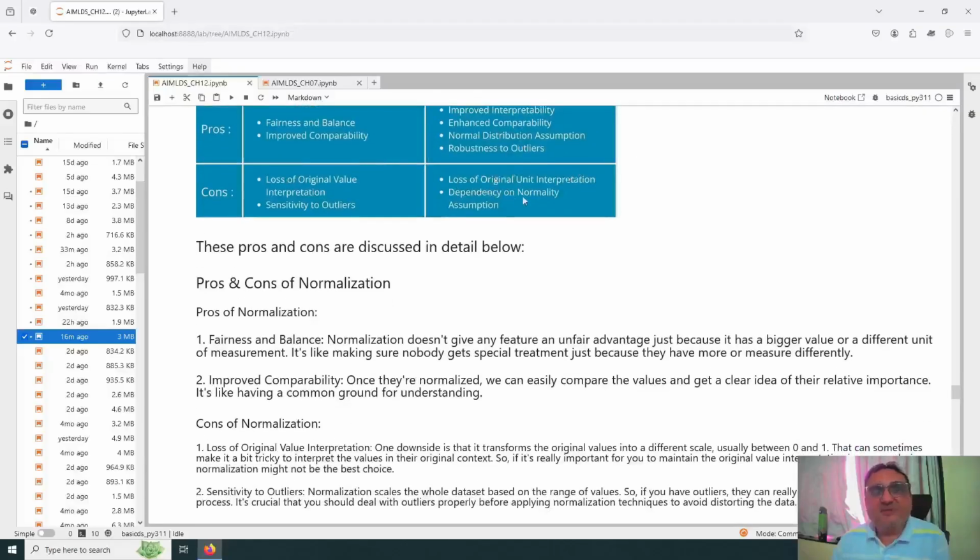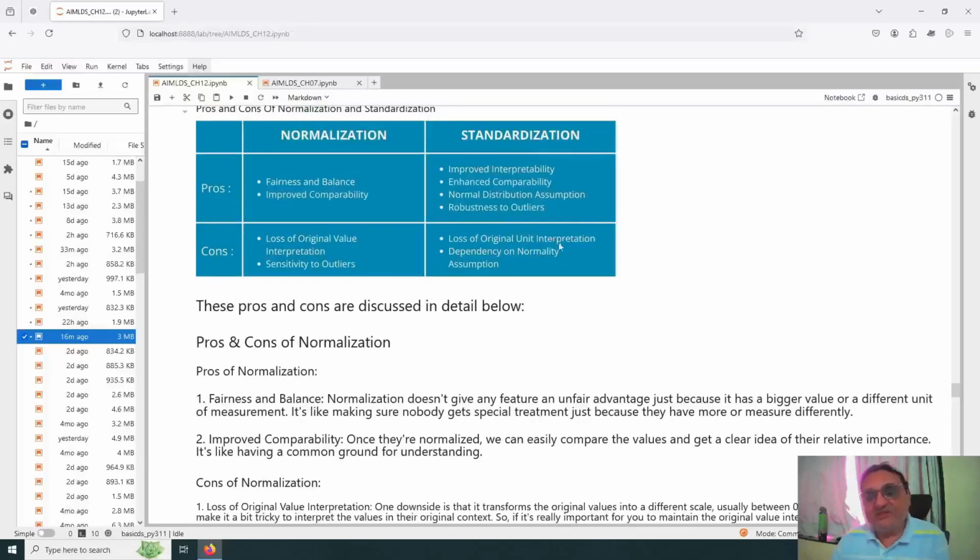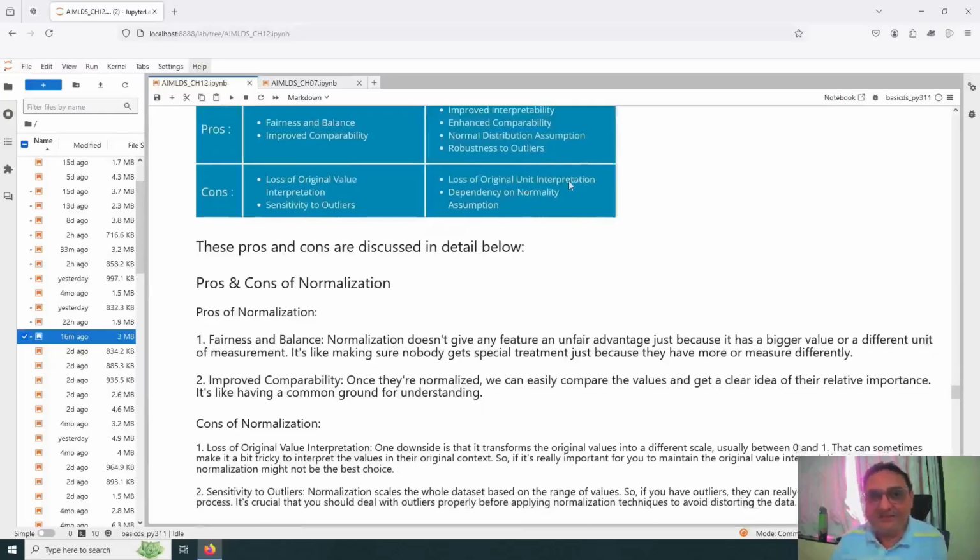It also has that problem, loss of original unit interpretation, because it also changes each and every observation, rearranging them such that the mean is 0 and the standard deviation is 1.